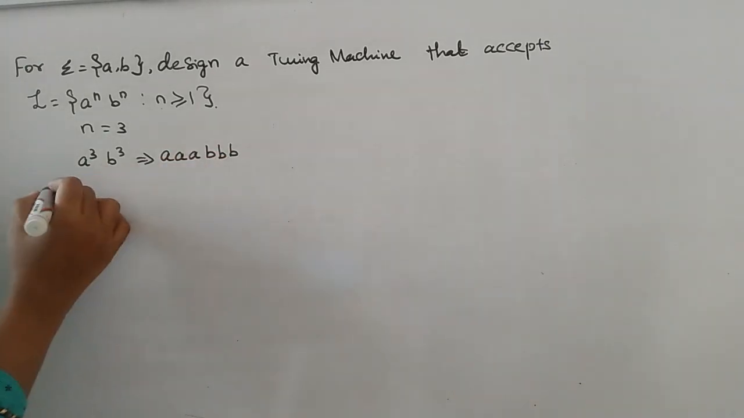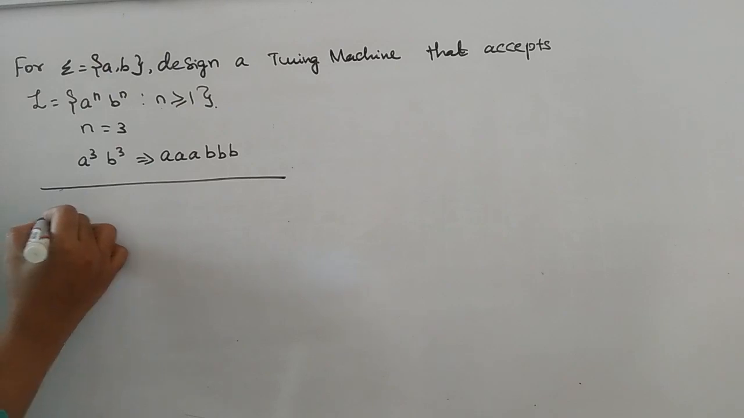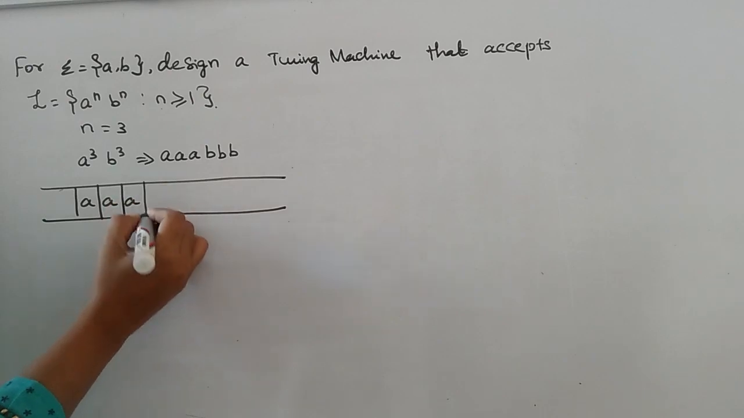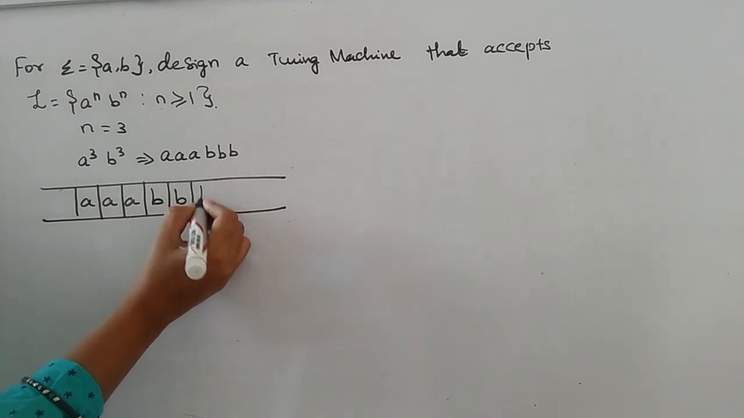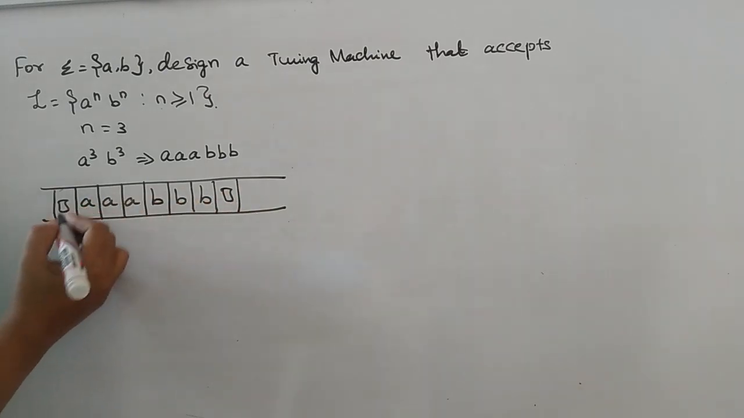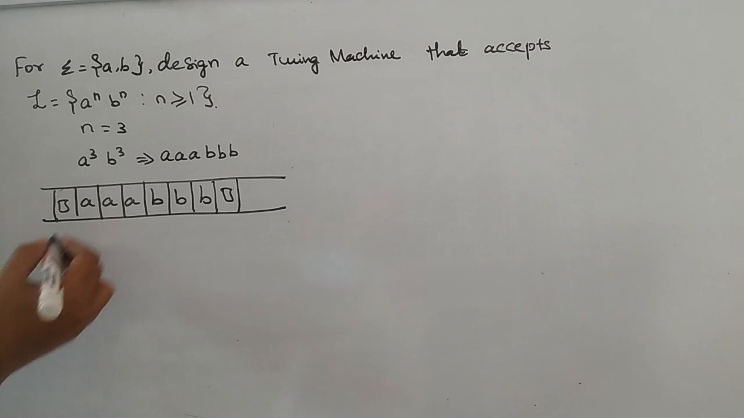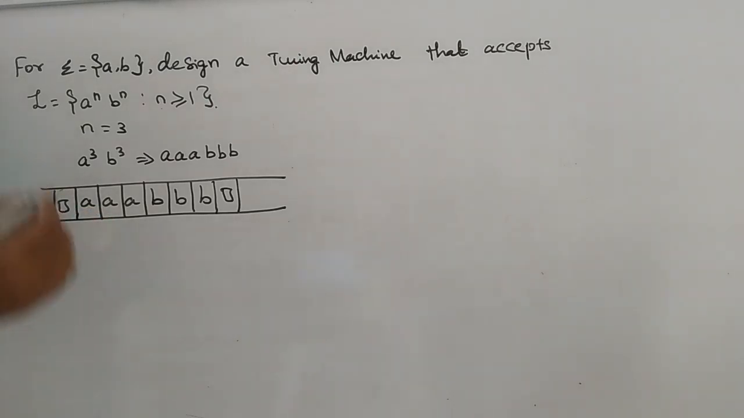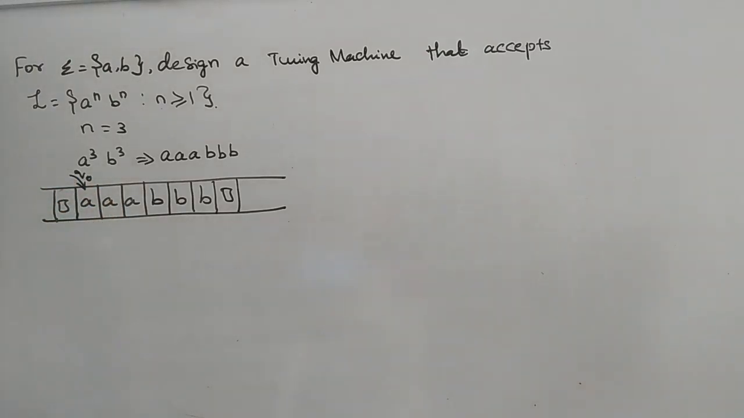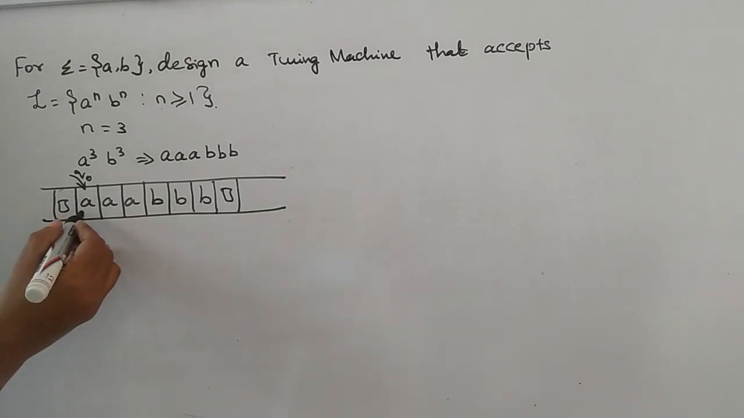So I am just going to include these symbols in the tape. So I will get a's and I will have b's like this, and the rest of the cells will be filled with a blank symbol. You know very well that initially your machine will be in the state Q0, pointing to the first symbol a.